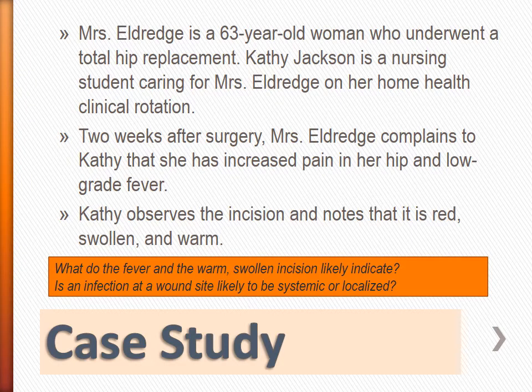Again, here is our case study. Mrs. Eldridge, she's 68, just had a hip replacement. Kathy is her nursing student who's taking care of her. After 2 weeks, Mrs. Eldridge complains of pain and low-grade fever. Kathy observes the incision and notes that it's red, swollen, and warm. So what do the fever and the warm, swollen incision likely indicate? Is an infection at a wound site likely to be systemic or localized?